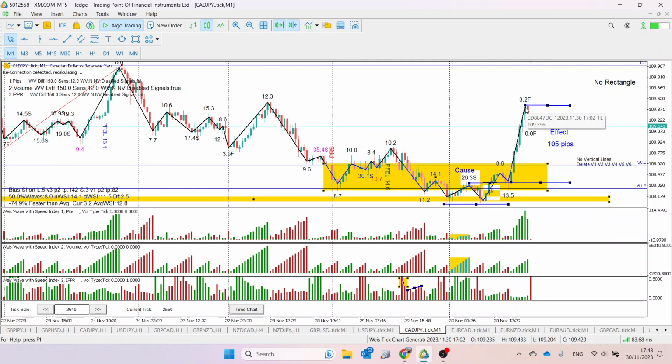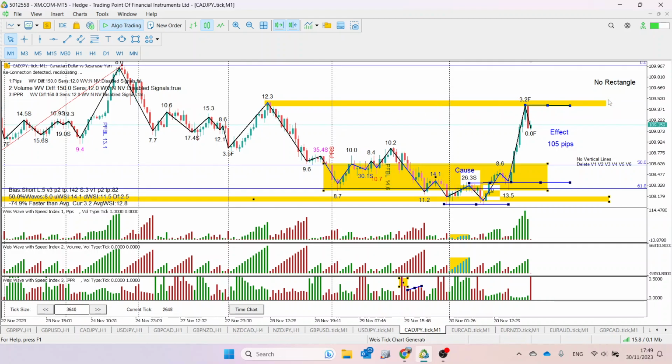Simple as that. Thank you for watching. I hope this was a clear explanation of Wyckoff law, cause and effect. Now, we'll see if we found buyers up here, sellers up here. Let's see what's going to happen.